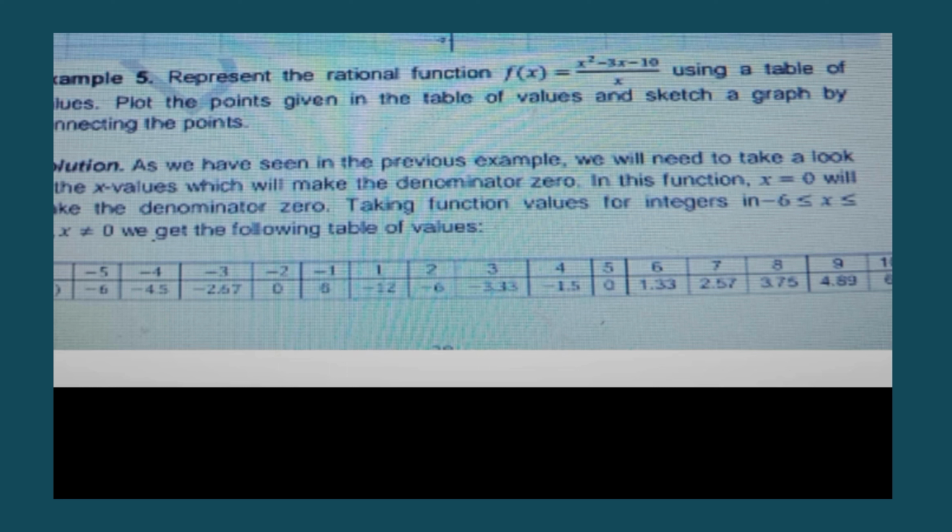Solution. As we have seen in the previous example, we will need to take a look at the x values which will make the denominator 0 in this function. x = 0 will make the denominator 0. Taking function values for integers from -6, we get the following table of values.